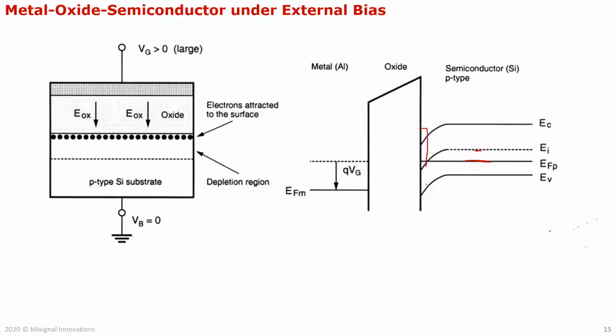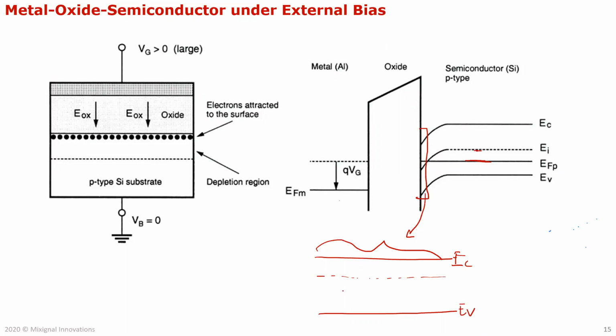At the very edge, if I expand this band diagram here, I'm just expanding this small portion of it. This is your conduction band. This is your valence band. And what has happened now is the Fermi potential is above the intrinsic Fermi level. The intrinsic Fermi level was EI. Now your EF is above, which means that this now actually looks like an N-type.